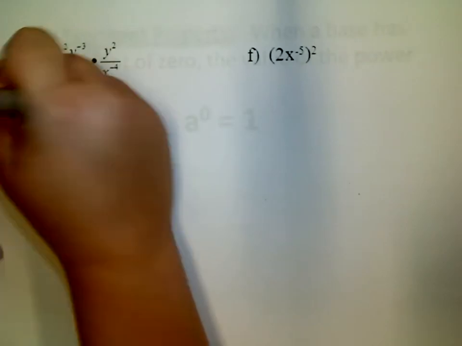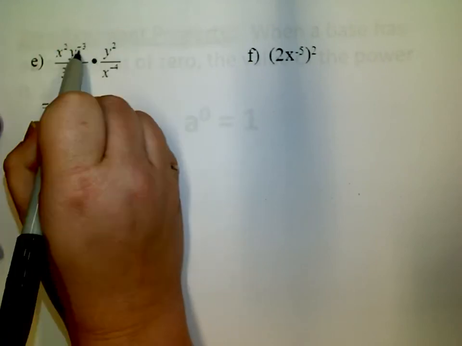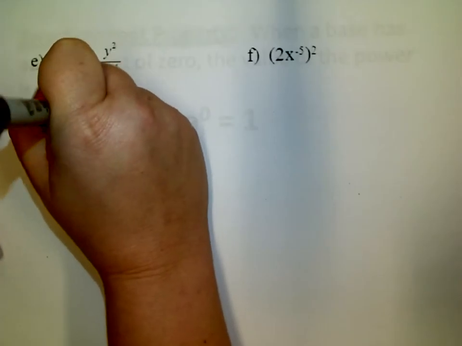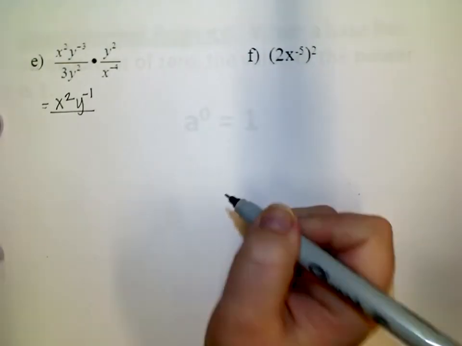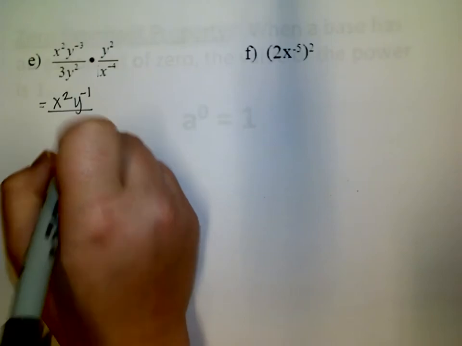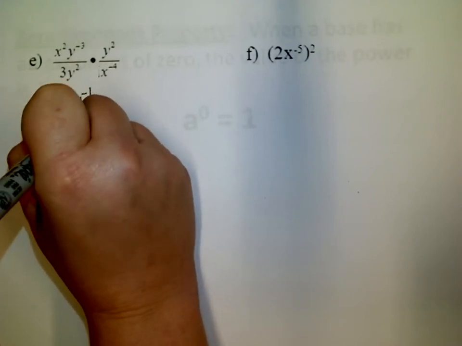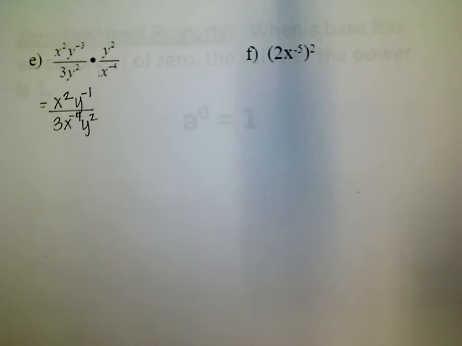So if we multiply straight across, there's nothing to go with this x squared. Negative 3 plus 2 gives me y to the negative 1. Notice I'm not moving anything yet. Then I just have 3 times 1, so that's just 3. And there's nothing to go with this one or this one, so they will stay the same.